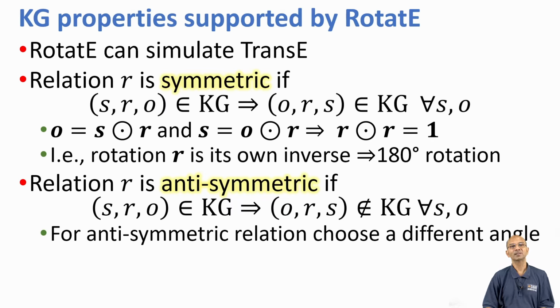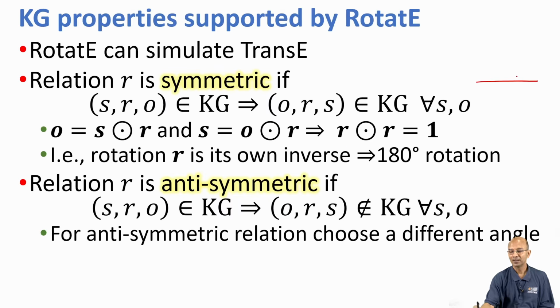Now, what happens if a relation is symmetric? When a relation is symmetric, that means if SRO is in the KG, then ORS is also in the KG. If we write this out in complex notation, it means O is equal to R complex multiplied by S, and S is equal to O complex multiplied by R. If we combine these two facts, we will see that R rotated by R should be equal to 1. That means the rotation R has to be its own inverse.